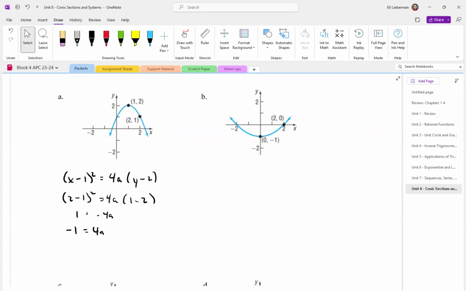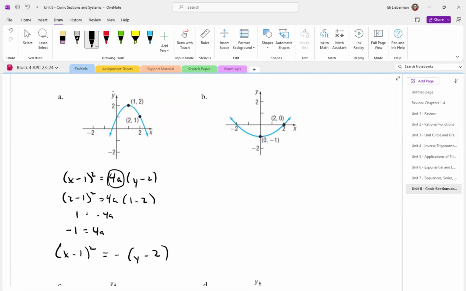Does that make sense? We don't need to solve for a. If we did, we'd be dividing by 4 and then plugging it back in and multiplying by 4. So thank you for just solving for 4a. This is just negative 1. So I have (x minus 1) squared is equal to negative (y minus 2).